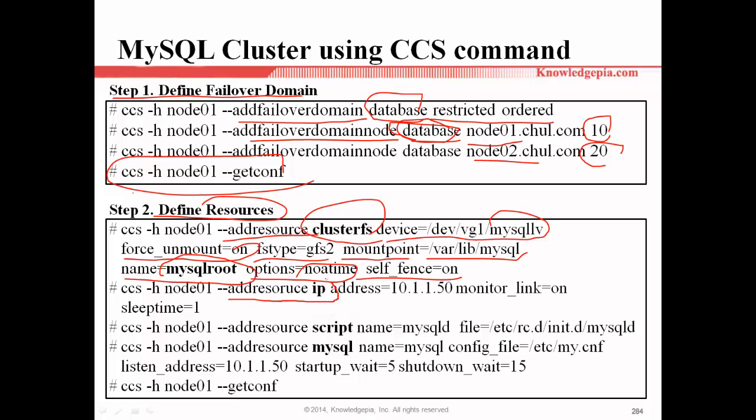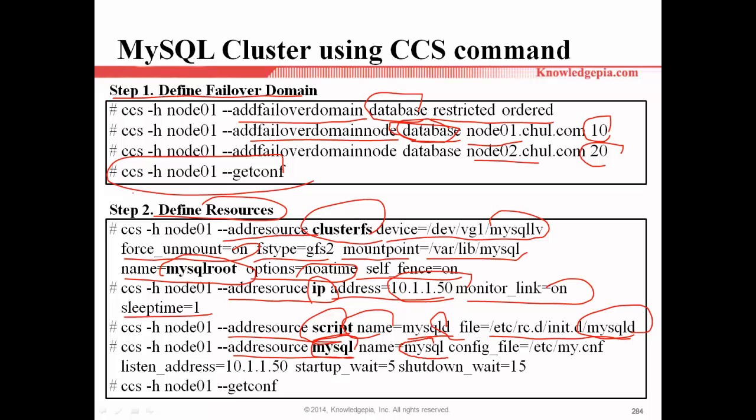And the second, the resource IP address, as a floating IP address 10.1.1.50 in my case, and the monitor link, sleep time 1, like this. And the third resource, in my case, is the script. So the name will be mysqld. It means the daemon. So in my case, I will use /etc/rc.d/init.d/mysqld.